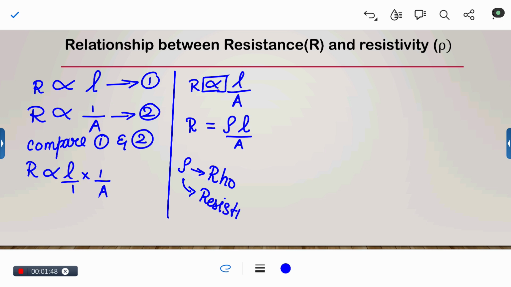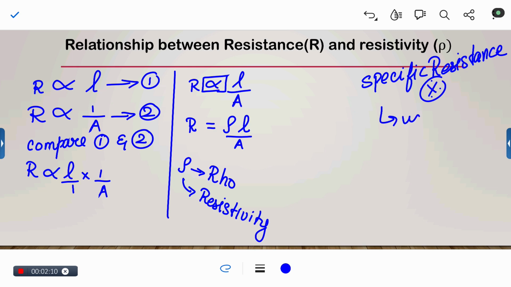The symbol rho represents resistivity. This resistivity we can also call specific resistance. In exams they will be using only this term. What is the unit of specific resistance? Define specific resistance. By the time, don't leave that one. Specific resistance and resistivity both are the same.